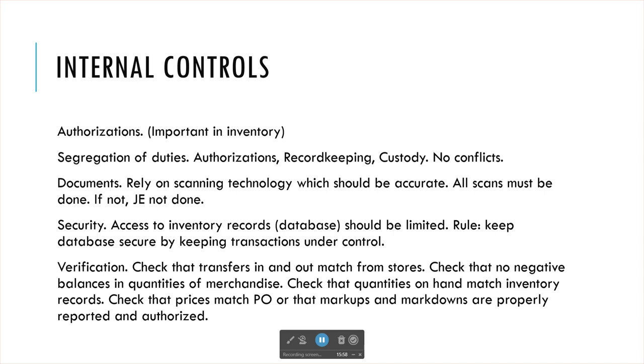Periodically, we should be checking those markups and markdowns to make sure that they are all authorized. Again, it's a potential for fraud. It's also a potential to lose your gross profit.